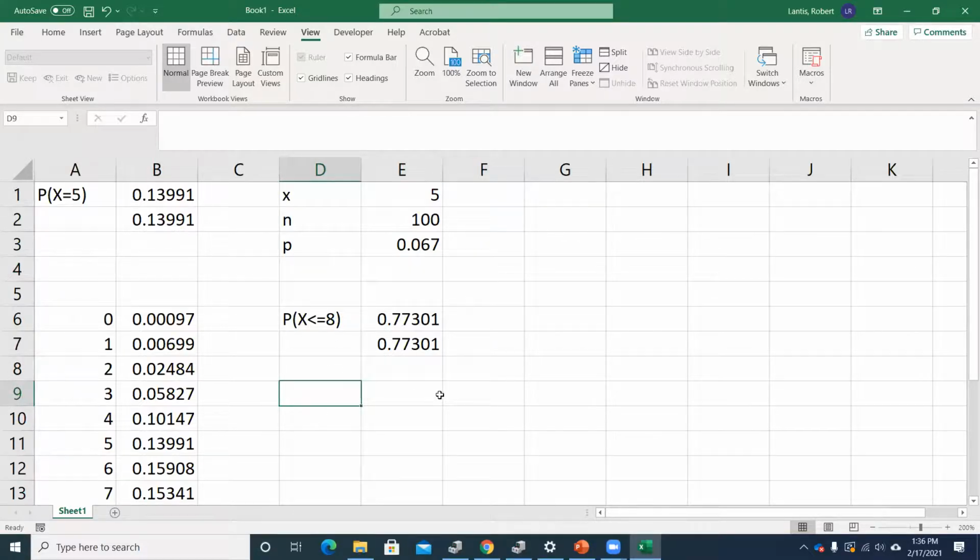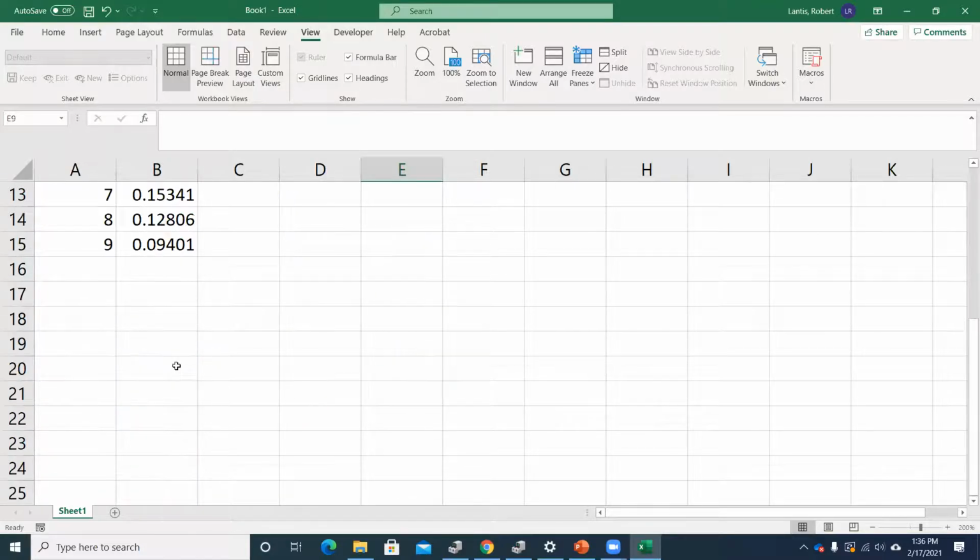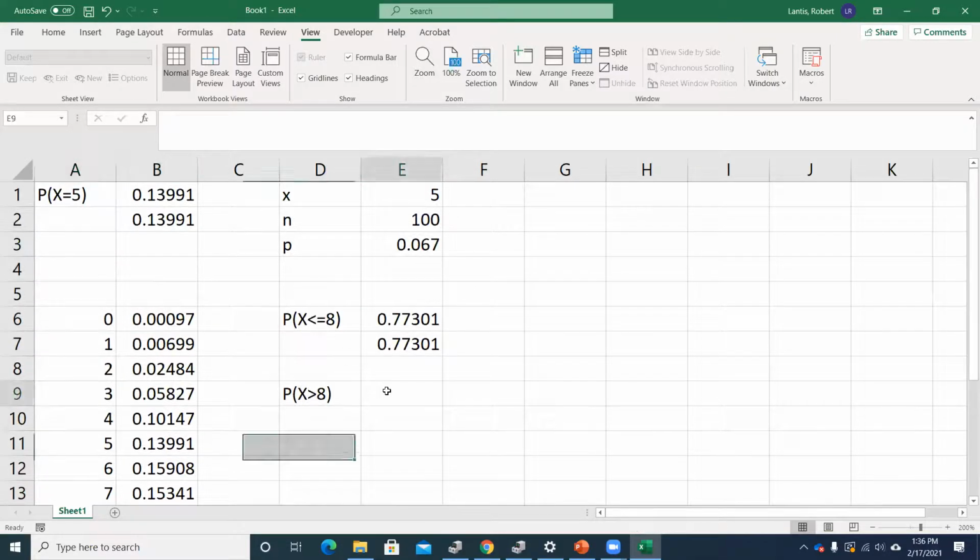So here's where things could be a little bit trickier. What if I wanted the probability that X is greater than 8? Well, if my number of trials is 100, that would be the probability X is equal to 9 plus the probability X is equal to 10 plus all the way up to 100, right? Well, I could fill this out and then do the sum function, but that seems like a lot of work.